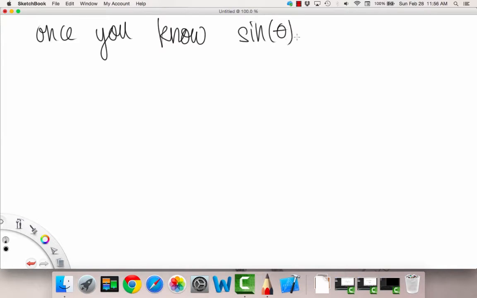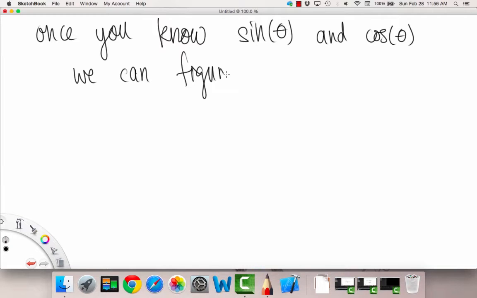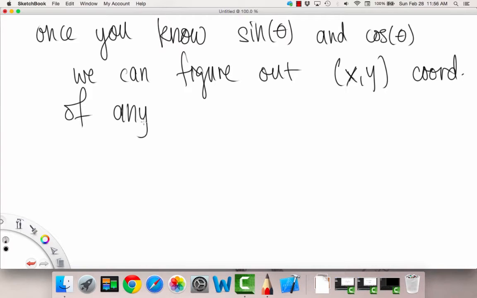And the really nice thing is that once you're familiar with the unit circle, once you know sine of a certain angle and cosine of a certain angle, given the unit circle, then we can figure out the xy coordinate of any point on any circle. Okay? Coordinates of any point on any circle, centered at the origin, that is.